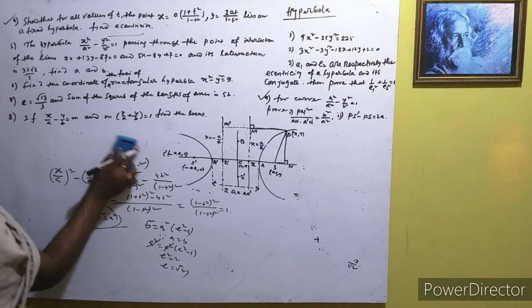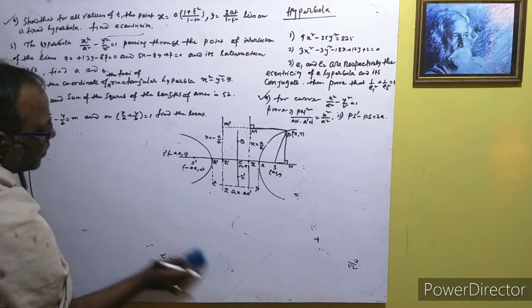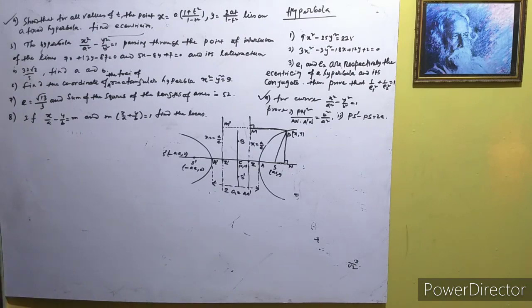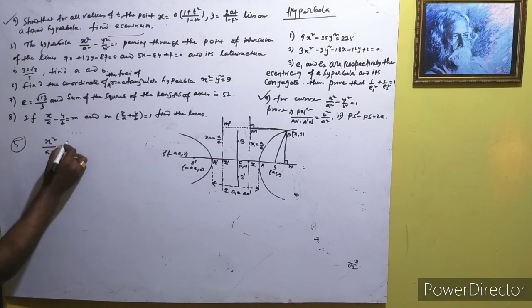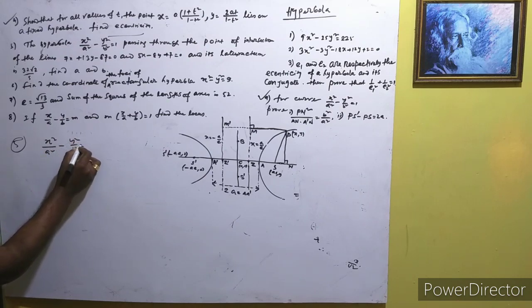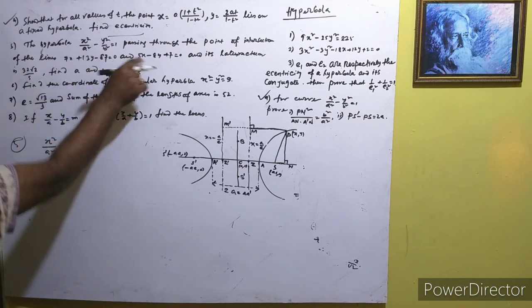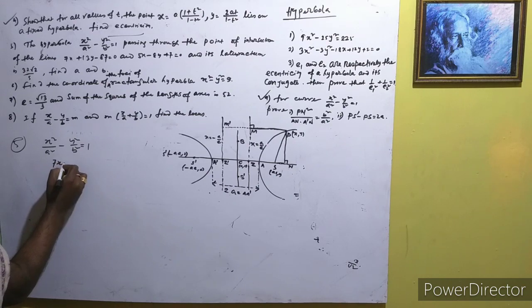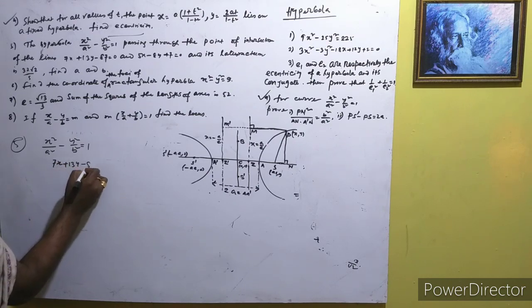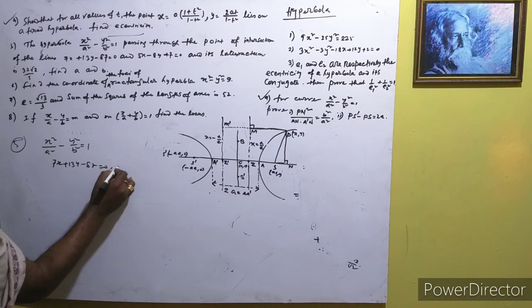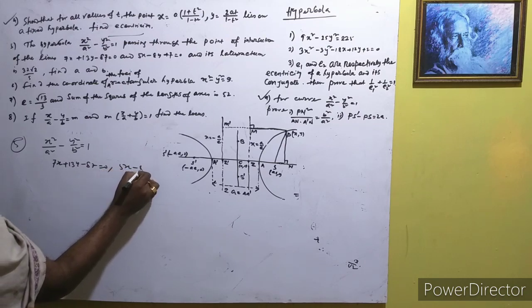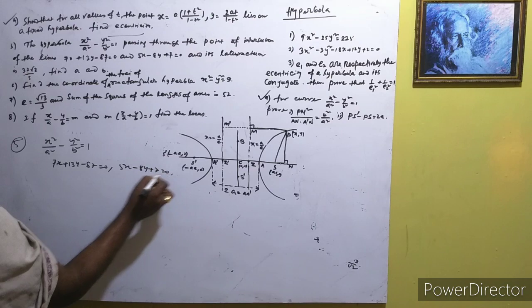Okay, now another problem, question number 5. The hyperbola is x square by a square minus y square by b square equals 1. This hyperbola passes through the point of intersection of these two lines: 7x plus 13y minus 87 equal to 0, and the other line is 5x minus 8y plus 7 equal to 0.